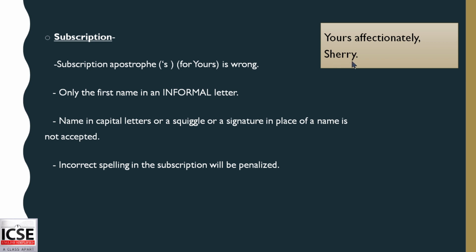That is not accepted. If there's any mistake here in the spelling of affectionately or there's a comma, then you do not get 1 mark for this entire section. There is half a mark for the subscription and half a mark for the name, but you get the full 1 mark only if this entire section is correct.